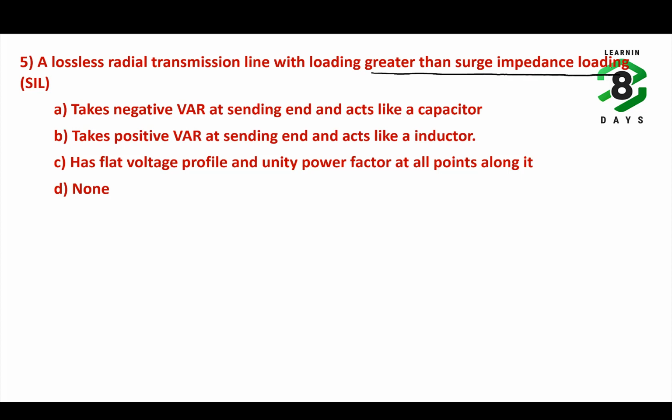So what is the normal scenario? When we load the transmission line more than its SIL, it acts as an inductor. The transmission line behavior is like an inductor. So what are the properties that are applicable? An inductor takes positive VAR at the sending end. So this is the behavior of the transmission line.